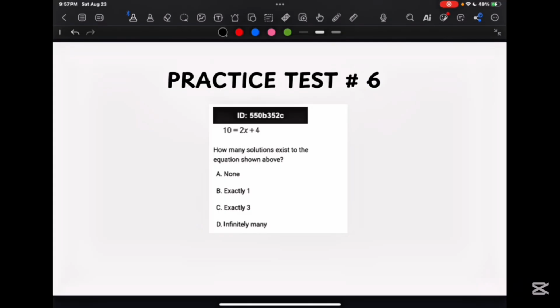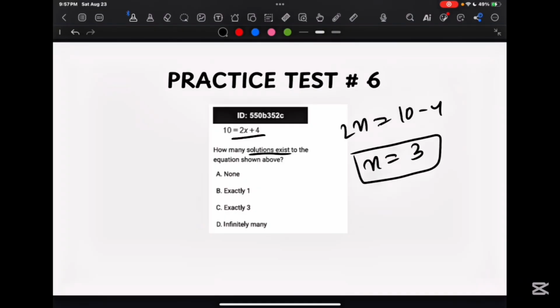10 equals 2x plus 4. How many solutions exist to the equation shown above? So we are asked how many solutions exist. So basically what we can do is just solve for x. If we solve for x, we are going to get 3. So x has only one solution because we only get one answer. So B is the correct answer.